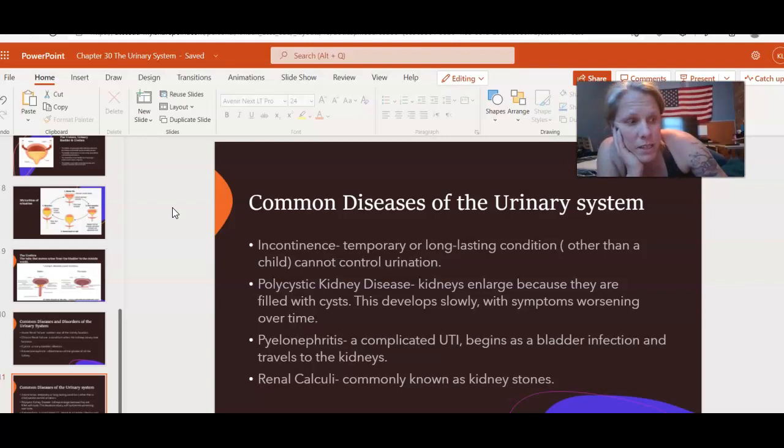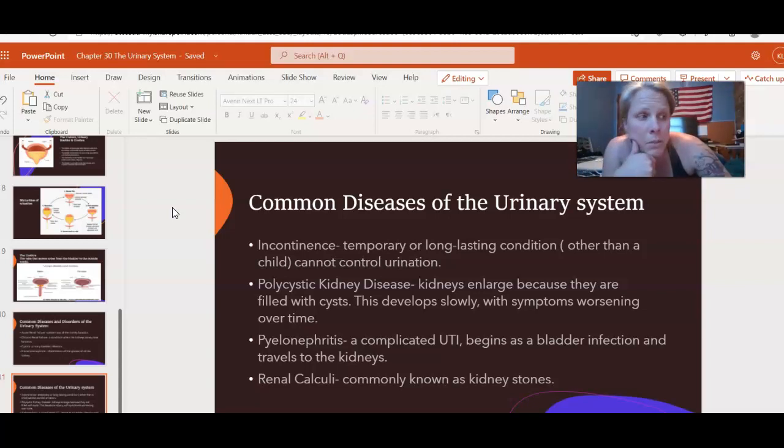Causes of this can be defects with the ureters, overly concentrated urine, which will form those kidney stones. You can have gouty arthritis, or if you have multiple UTIs. Signs and symptoms: fever, nausea, pain in the abdomen and back, a frequent urge to urinate, painful urination.